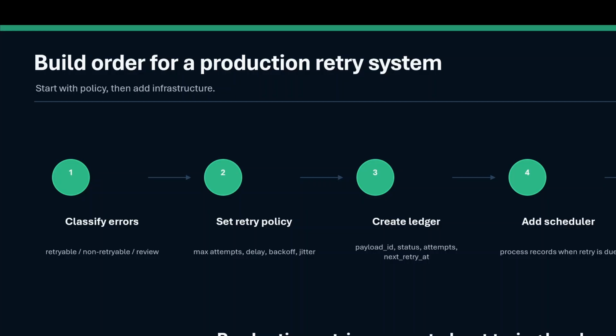Now, the build order for a production retry system. You start with policy, then you add infrastructure. So you classify the errors, whether it's retriable or not. You set the retry policy: max attempts, delay, backoff, jitter. Then you create the ledger. You create a record in the database to track the execution. Then you add a scheduler, which is going to be running in a loop and looking for the records in the database that need to be retried. And then you add the safeguards: idempotency, alerts, and dead letter review.